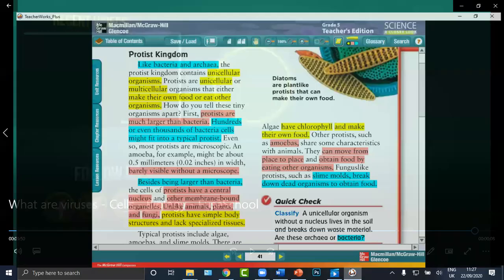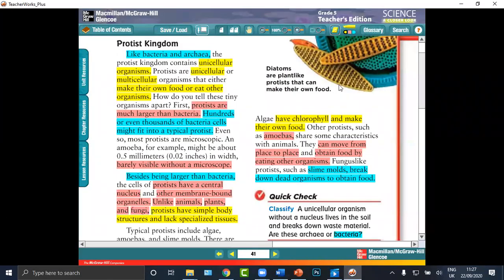Okay, thank you. Now open your book to page 41, and please highlight. This page is from the previous lesson, but you can highlight what we did before, but we repeat now.